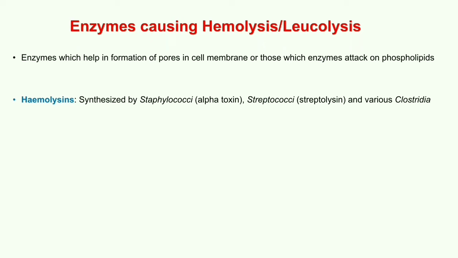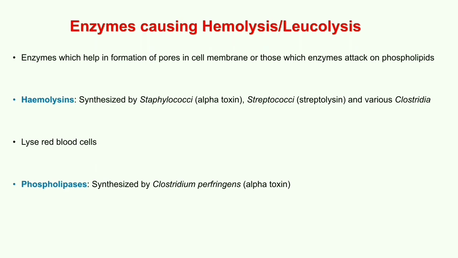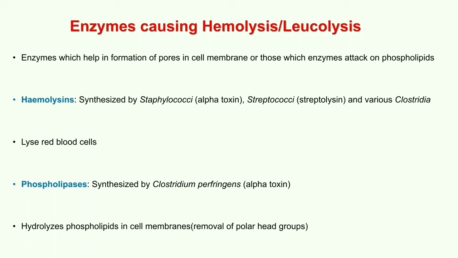Hemolysin is a spreading factor synthesized by Staphylococci, Streptococci and a number of species of Clostridia. Their main function is to lyse the red blood cells. In this category, another spreading factor which is synthesized is phospholipase. Phospholipase is produced by Clostridium perfringens and it hydrolyzes the phospholipids in the cell membrane by removing the polar head groups in the cell membrane.